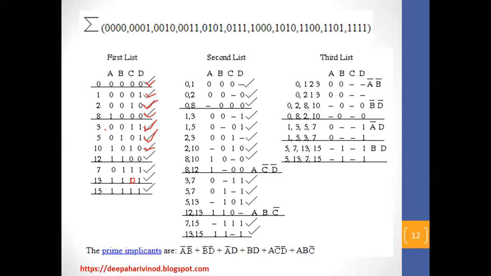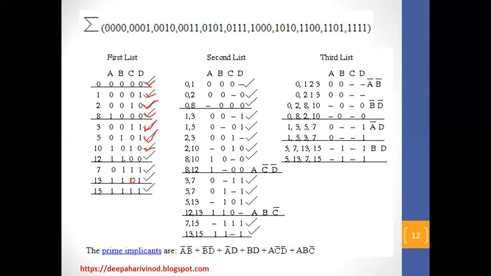Compare 8 and 3. So many bits are changing. It cannot be compared. 8 with 5: more than one bit change you can notice, so cannot be done. 8 with 10, 1 0. Yeah, 8 with 10 you can compare. So that is 1 0 dash 0 will be the answer.